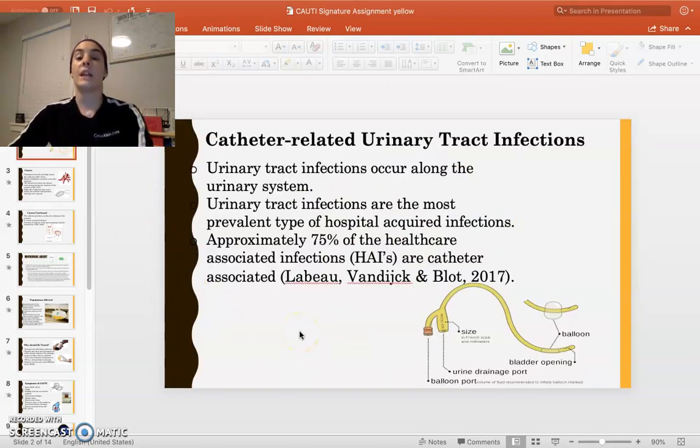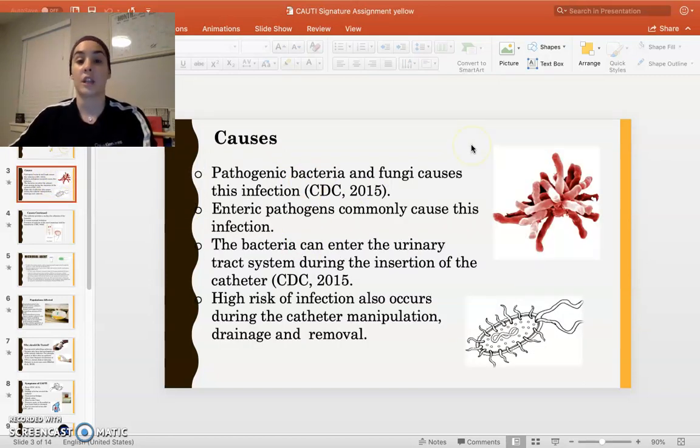So the catheter-related UTI occurs along the urinary system. It's the most prevalent type of hospital-acquired infection. Approximately 75% of the healthcare-associated infections are due to catheters. The pathogens that actually cause this type of infection are fungi, pathogenic bacteria, and enteric pathogens as well. The bacteria can enter the urinary tract system during the insertion of the actual catheter. And the high risk of infection also occurs during the catheter manipulation, drainage, and removal.